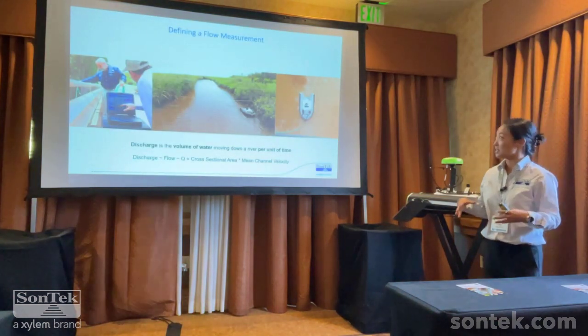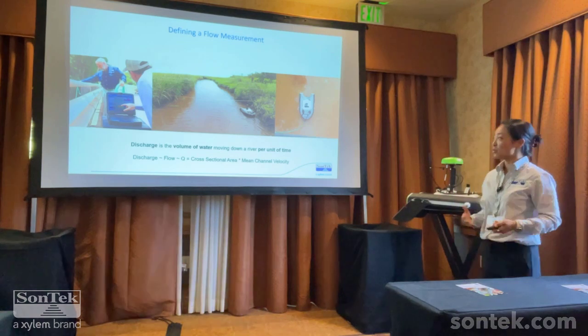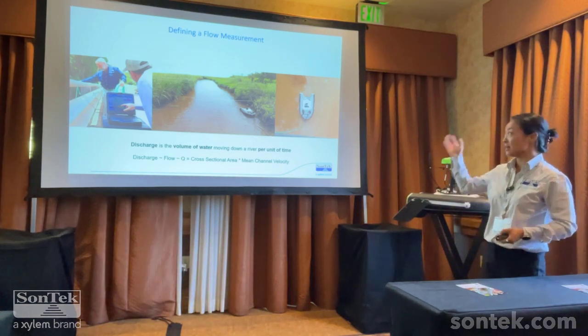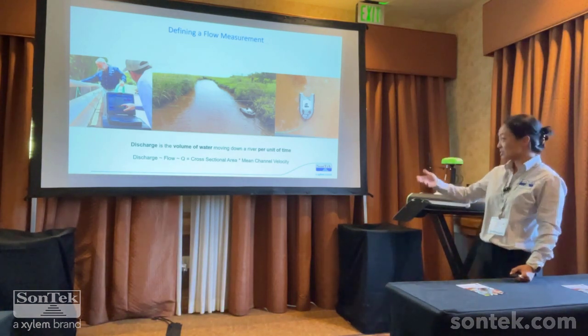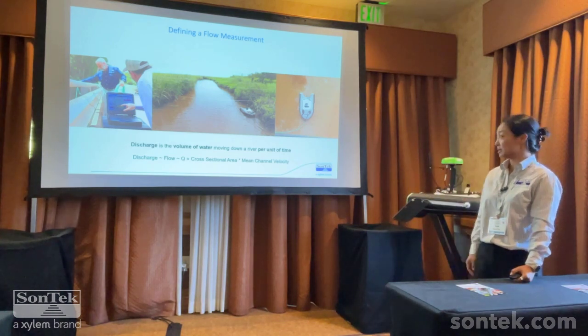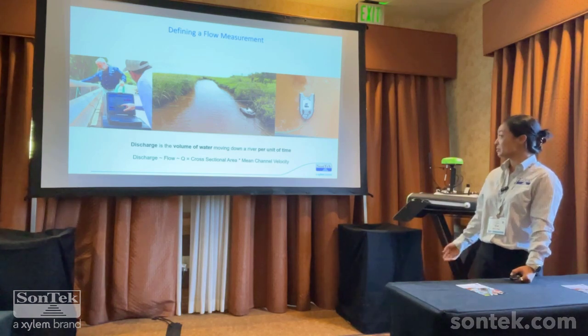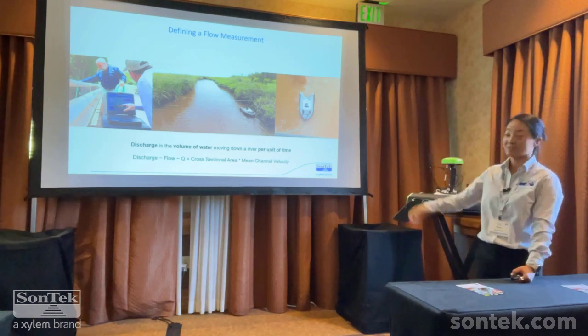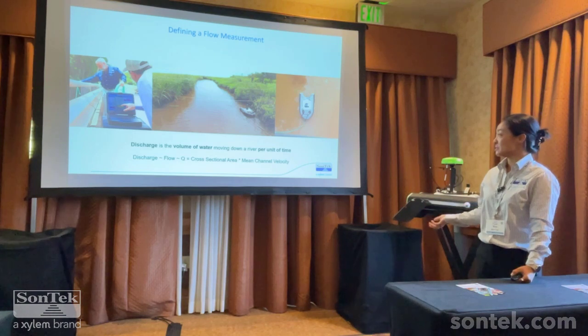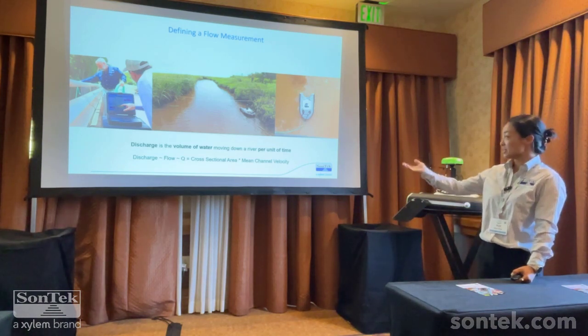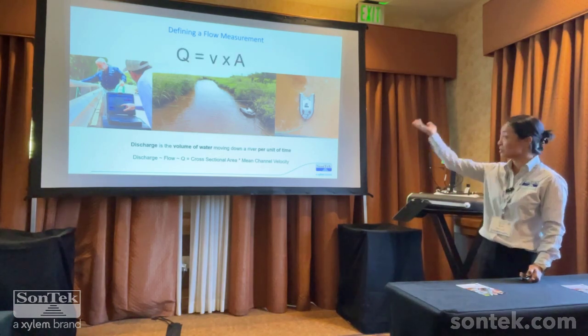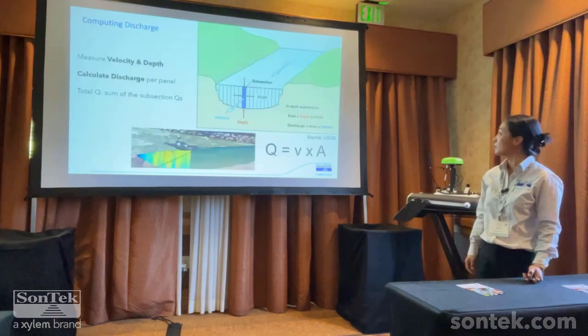So going back to the basics, how we define a flow measurement. At the end of the day, we want a discharge value. So that's Q, or that's flow, or whatever you want to call it. Discharge is defined as a volume of water moving down a river or a stream or an irrigation canal per unit of time. So we define discharge as the cross-sectional area multiplied by the velocity. So Q equals V times A.